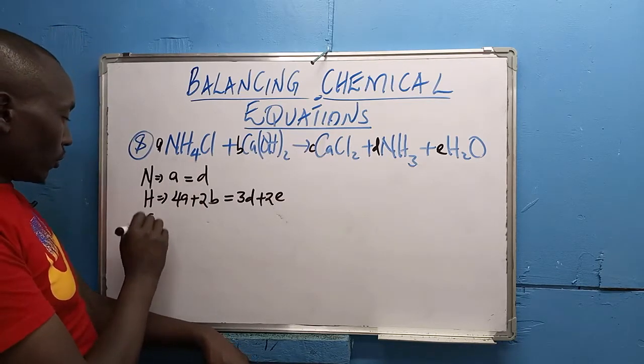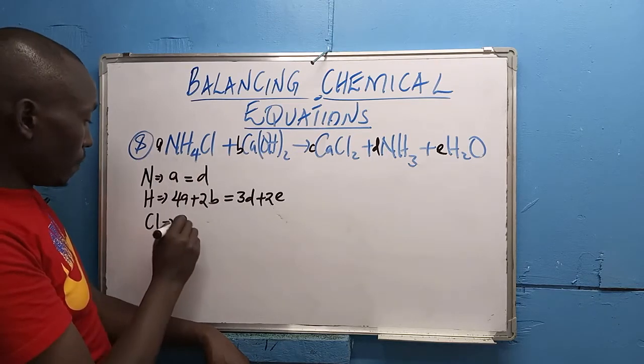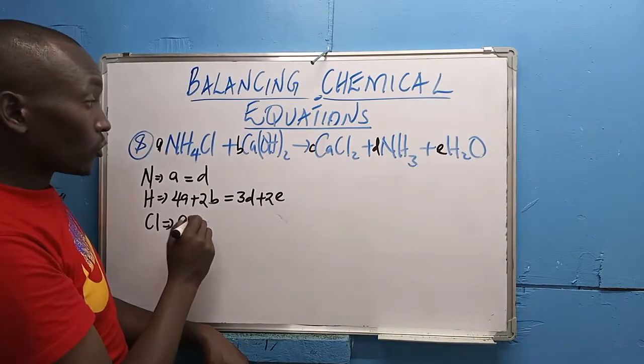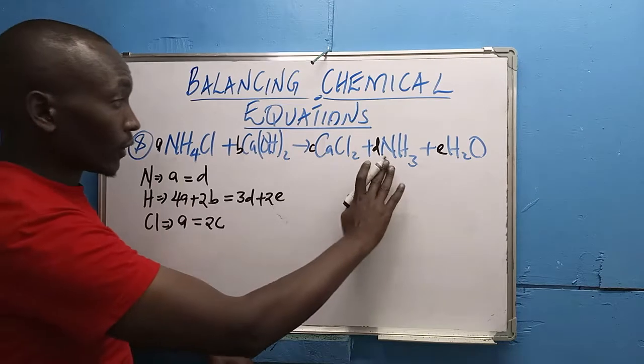Good. We go to chlorine, Cl. Chlorine is 1 here, so that is 1A. Then over there will be equals 2C. Yes, 2C. Is there any other chlorine? There isn't.